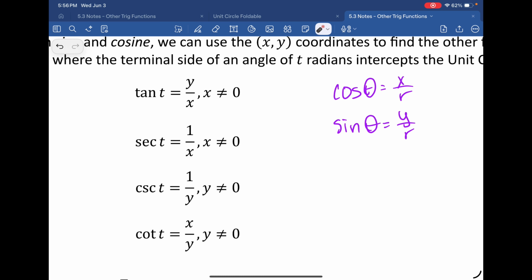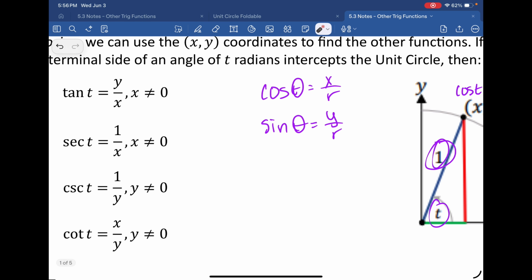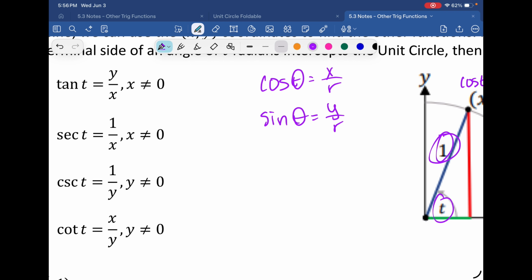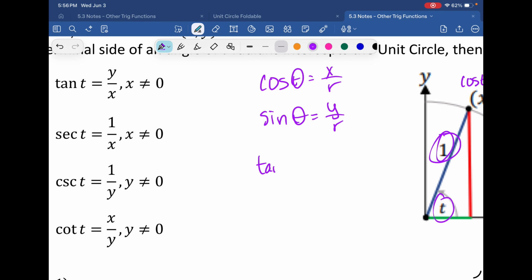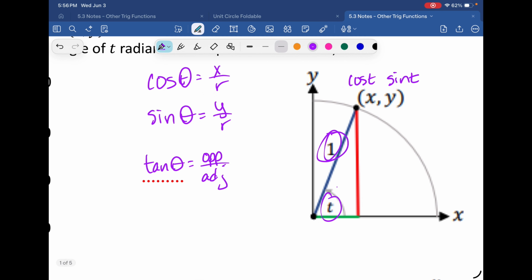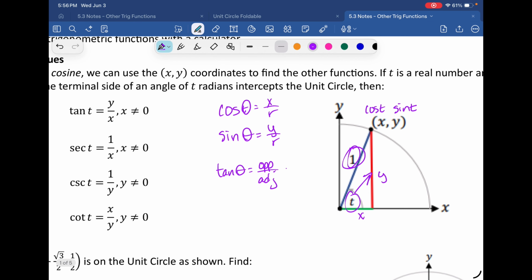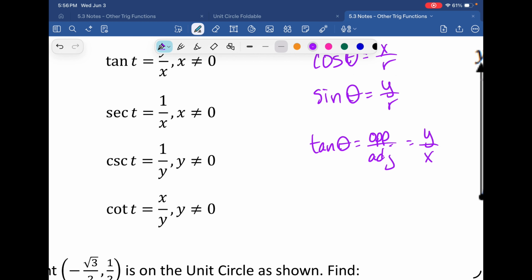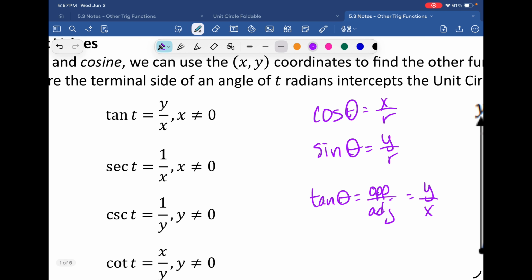Tangent. Okay, tangent is y over x. Remember tangent? Opposite over adjacent. Okay, opposite of angle t was y. Adjacent to angle t is x. So tangent, y over x.